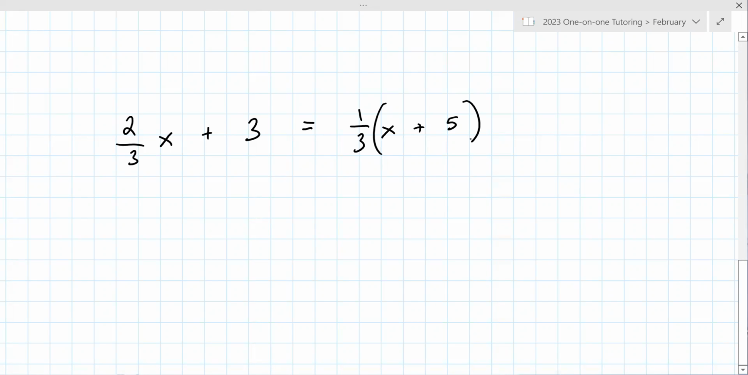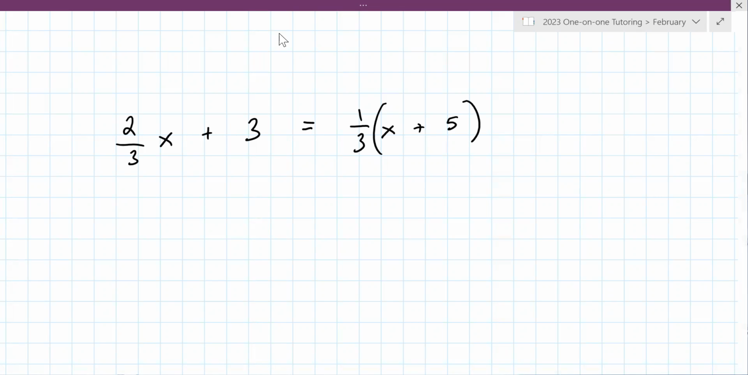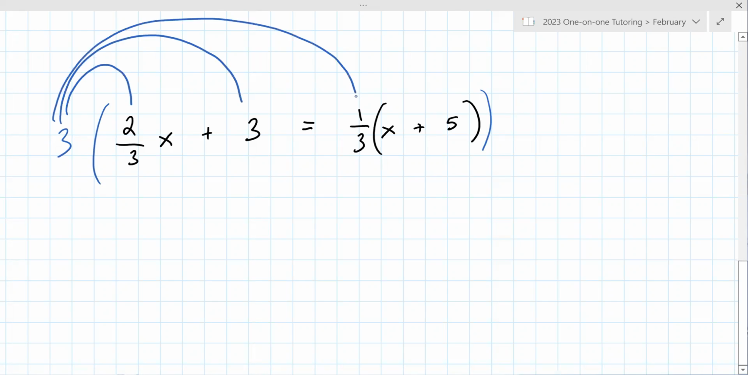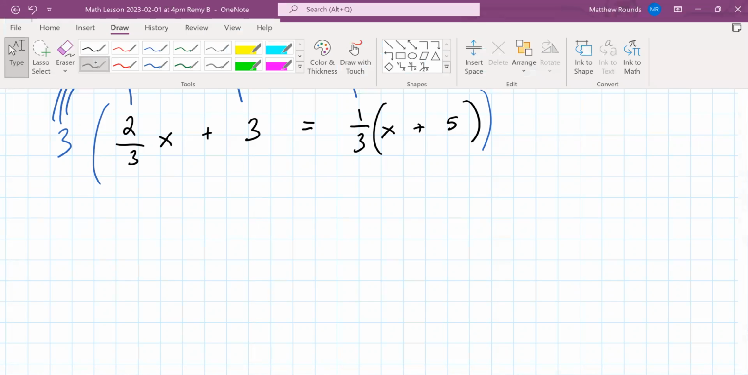Okay, what is the bottom number? 3. So you have to multiply everything by 3. And again, it's really good to sort of draw, okay, I'm going to multiply that one by 3, 3 by 3, and then 9. And then you also multiply 1/3 by 3. Would it be 3 over 3? Yes.